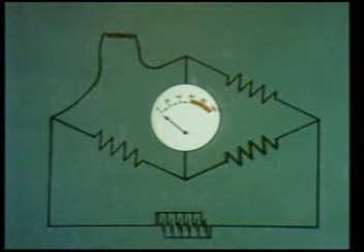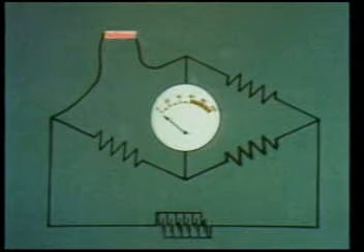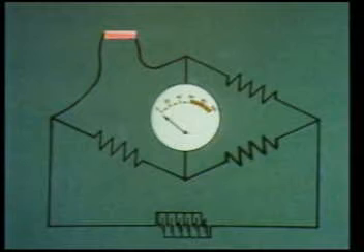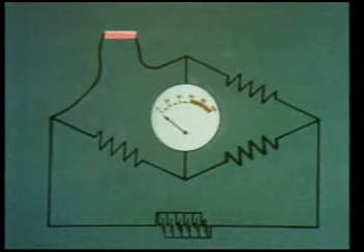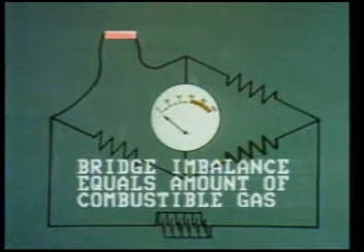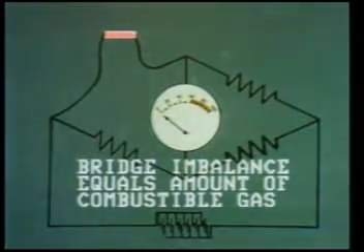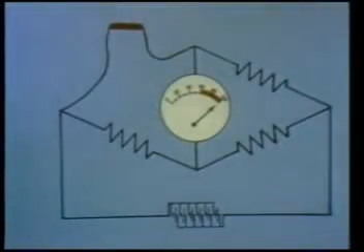If there is combustible gas in the sample, it will burn on the filament. As a result, both the temperature and resistance of the filament rise. Because the resistance of the detector filament is higher than the other resistors, the bridge is out of balance. The degree to which the bridge is out of balance is proportional to the temperature change, and consequently the amount of combustible in the sample. As a result, the meter goes upscale.